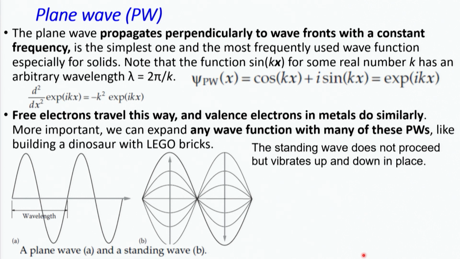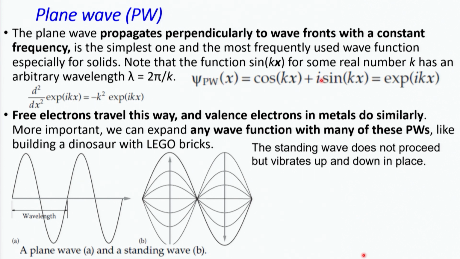So what are plane waves then? Plane waves are the waves which propagate perpendicularly to the wave front with a constant frequency. Okay. And it is the simplest and the most frequently used wave function for solids. Okay. Note that the function sin kx, for some real number k, has a wavelength lambda equal to 2 pi by k, or we can take the complex function also, exponential i kx, which is cos kx plus i sin kx.